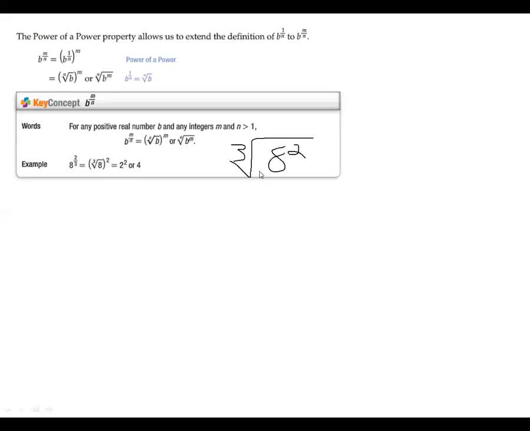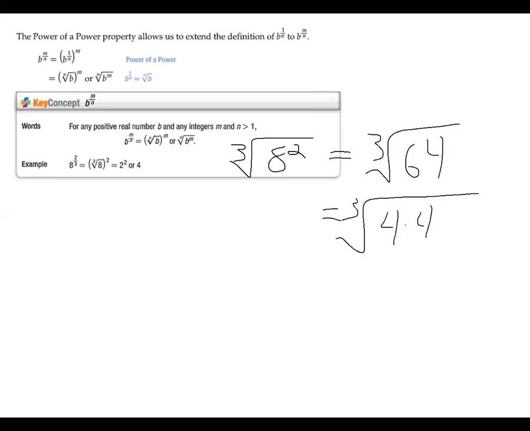If I did the cube root of 8 squared, I would have to do the 8 squared first, which is 64. And then 64 can be thought of as 4 times 4 times 4. And the cube root of 64 is 4. Same thing. You should get the same answer because it's the same problem, just written in 2 different forms.